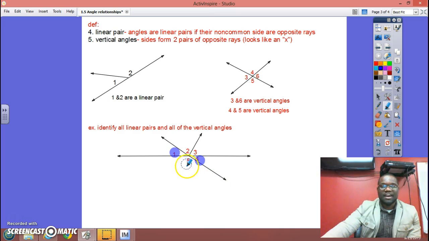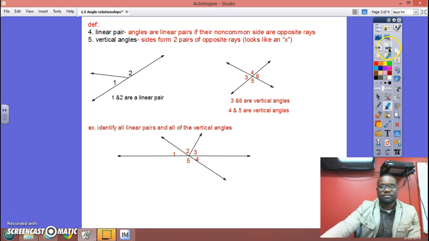I can't say 5 and 2 because it doesn't give me that opposite ray thing, two pairs of opposite rays. Here's two pairs of opposite rays. There's one pair and there's the second pair. So the only set of vertical angles are angle 1 and angle 4. Take a look at that picture and make sure you can understand that you have to have that X, and the only place that X is right here with 1 and 4. Alright?